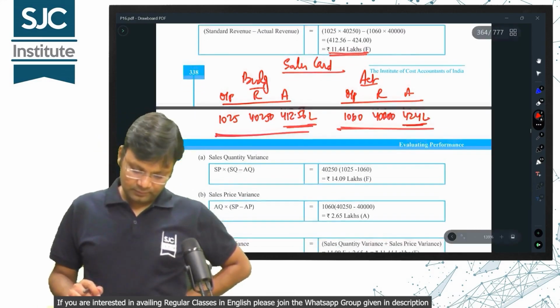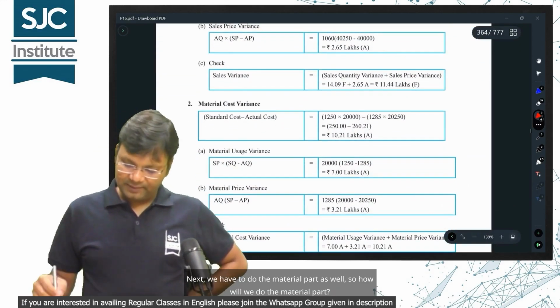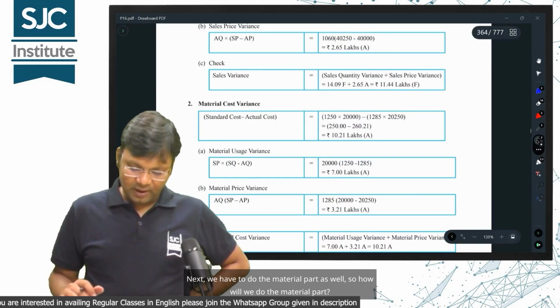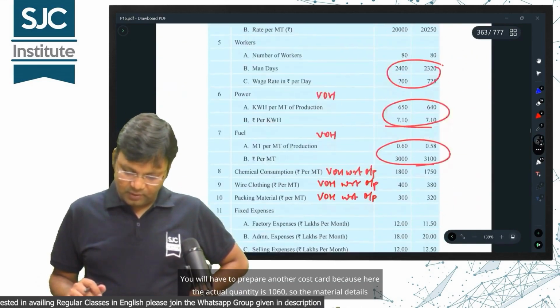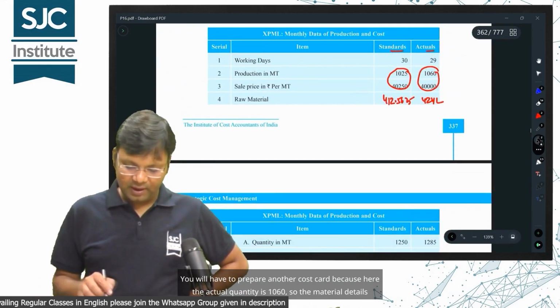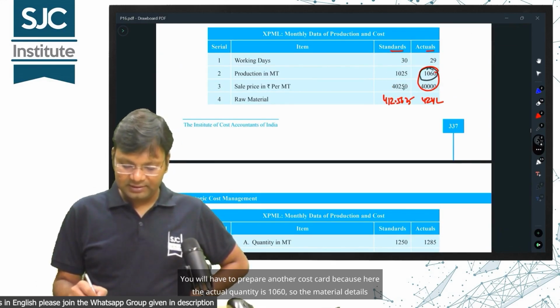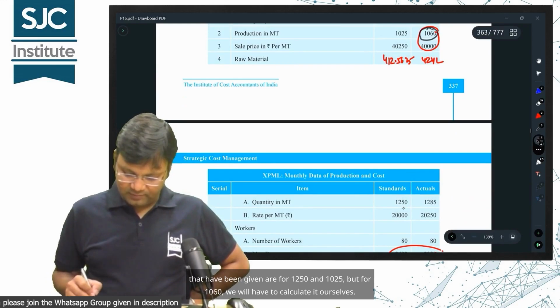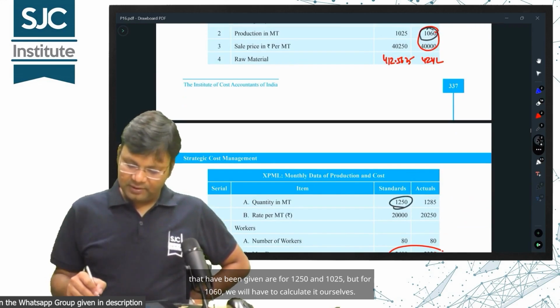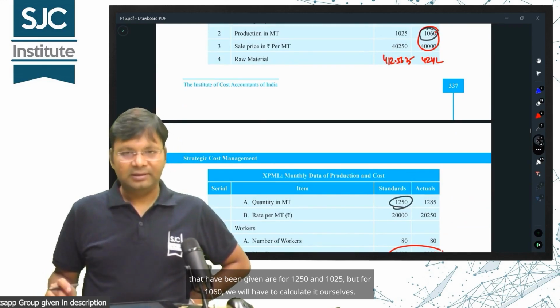Done. Next, we have to do the material part as well. So how will we do the material part? You will have to prepare another cost card because here the actual quantity is 1060. The material details that have been given are for 1250 and 1025. But for 1060, we will have to calculate it ourselves.